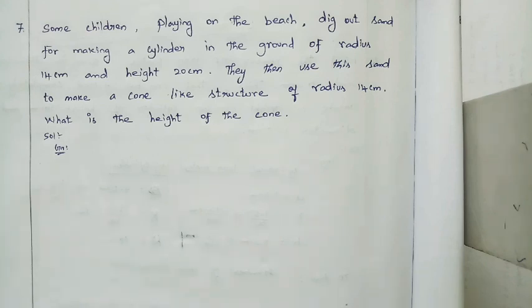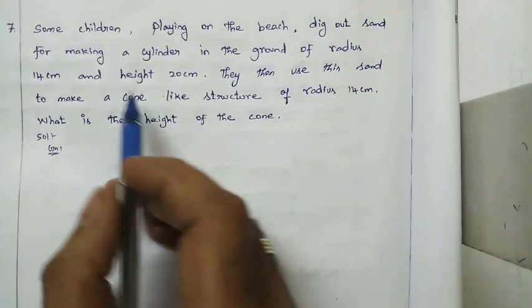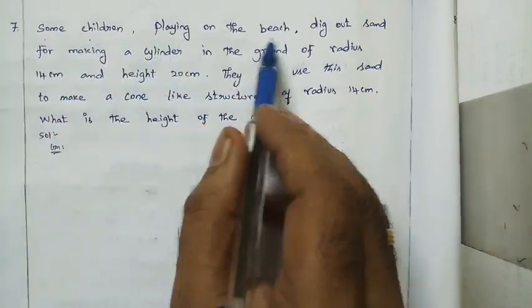The volume of the dug-out sand is equal to the volume of the new construction solid. Both will be the same. That kind of sum only, right? See sum number 7. Some children are playing on the beach, right?